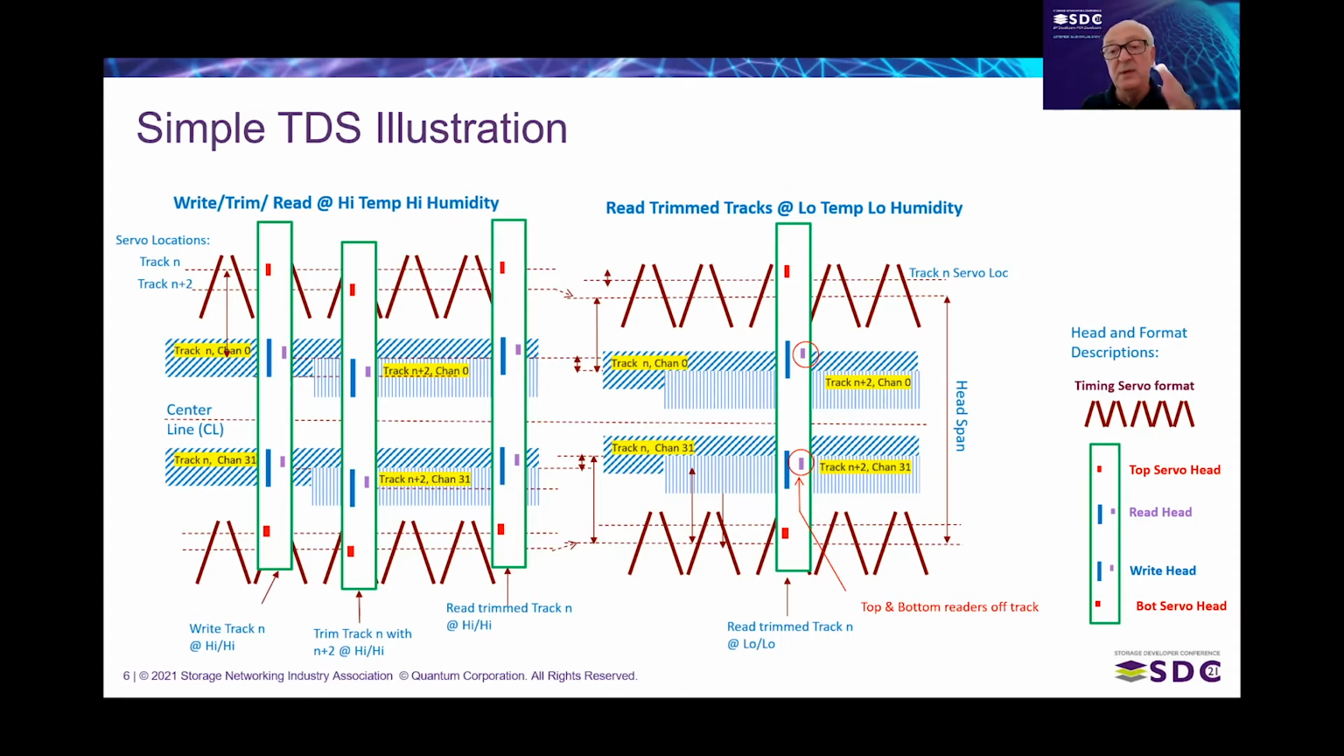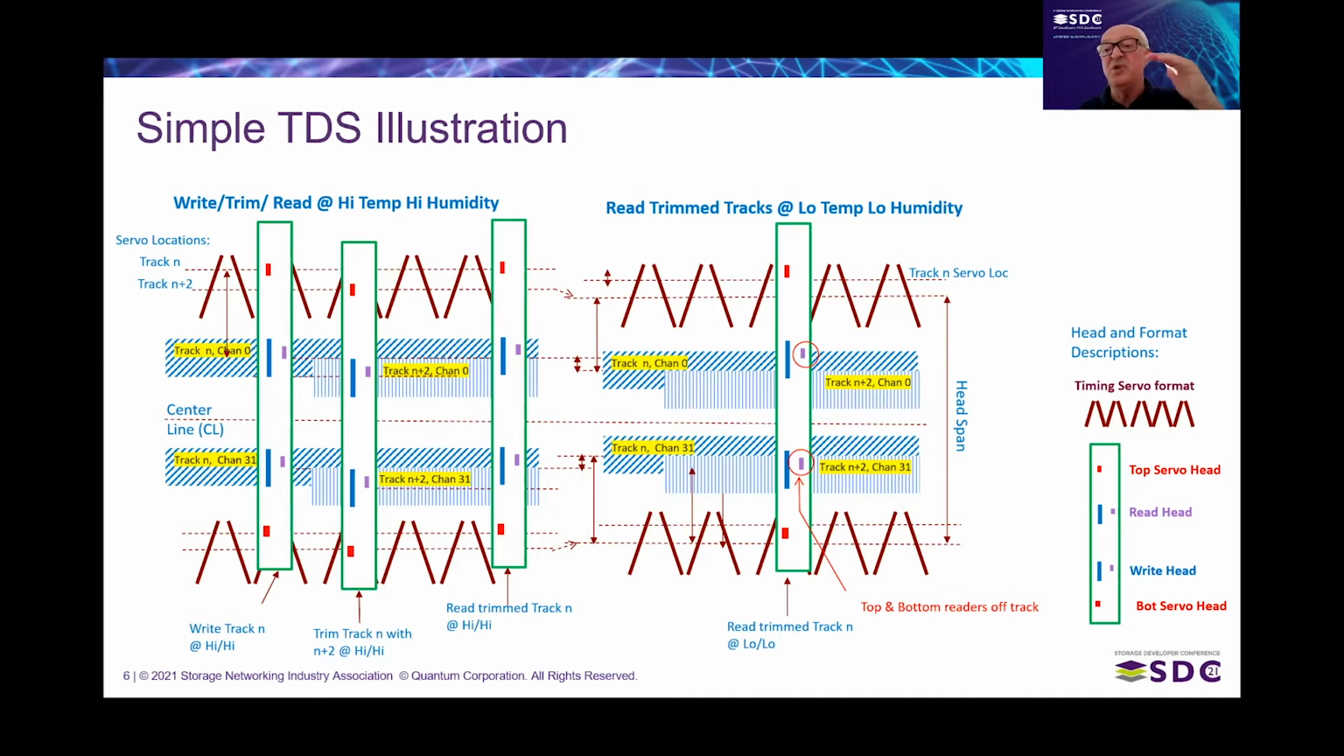Tape shrinks. Now, as the picture shows here, you try to put the servo readers on the chevron. You're going to balance this thing to compensate for the dimensional stability. That's one of our features of LTO technology. And then try to read the data.